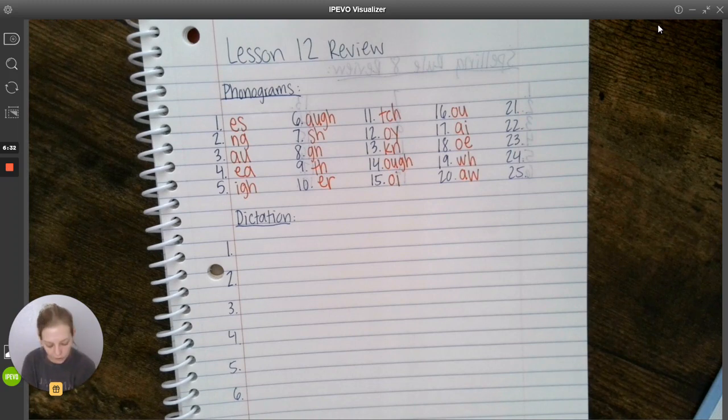All right, 21, ow, o, that may be used at the end of English words. Number 22, or. 23, a, that may be used at the end of English words. 24, are. And 25, oo, o.